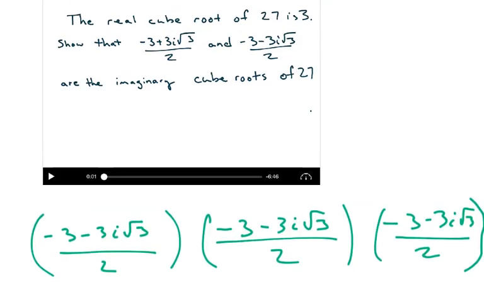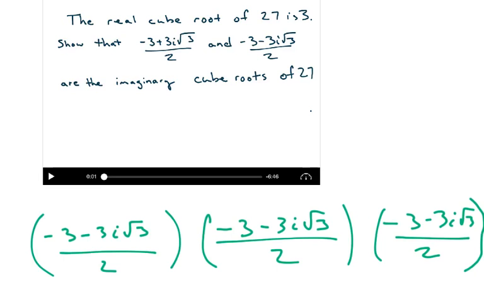Okay, so let's look at this question here. This is the second part of finding the real cube root of 27. If you have not watched the first one, I encourage you to watch the first one first because it's going to make the second part a whole lot easier to follow.